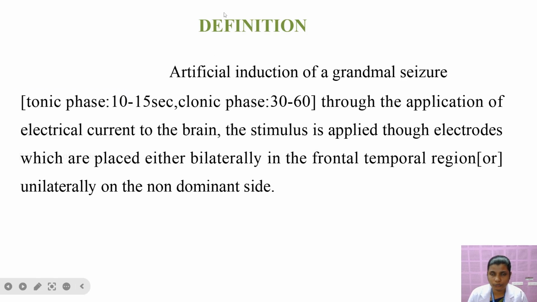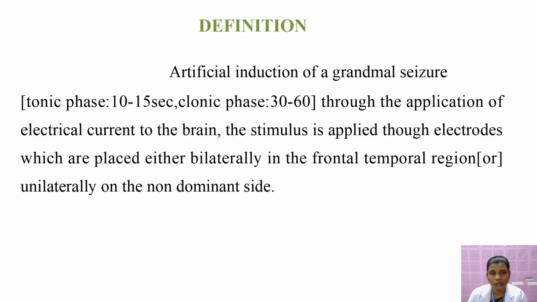And next, we move on to the definition of electroconvulsive therapy. Electroconvulsive therapy is the artificial induction of a grand mal seizure through the application of electrical current to the brain. The stimulus is applied through electrodes which are placed either bilaterally on the frontotemporal region or unilaterally on the non-dominant side. We artificially induce a grand mal seizure in the patient through the application of electrical current.